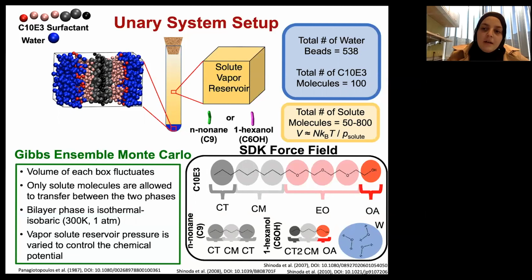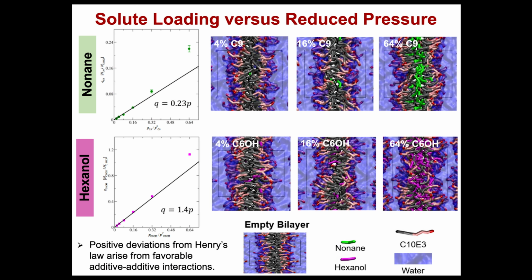And on top of it, for this Monte Carlo simulation, because it's a Gibbs ensemble, again, two thermodynamically connected boxes, we allowed the boxes to fluctuate in volume. We only allowed the solutes to swap back and forth, and we changed the vapor pressure of the solute of interest to control chemical potential. So with that in mind, we were able to obtain a few bits of information.